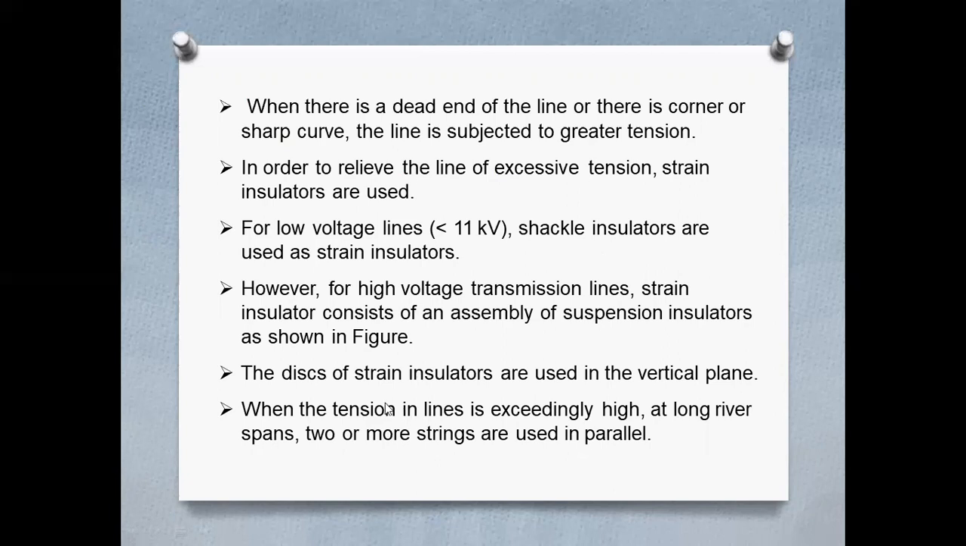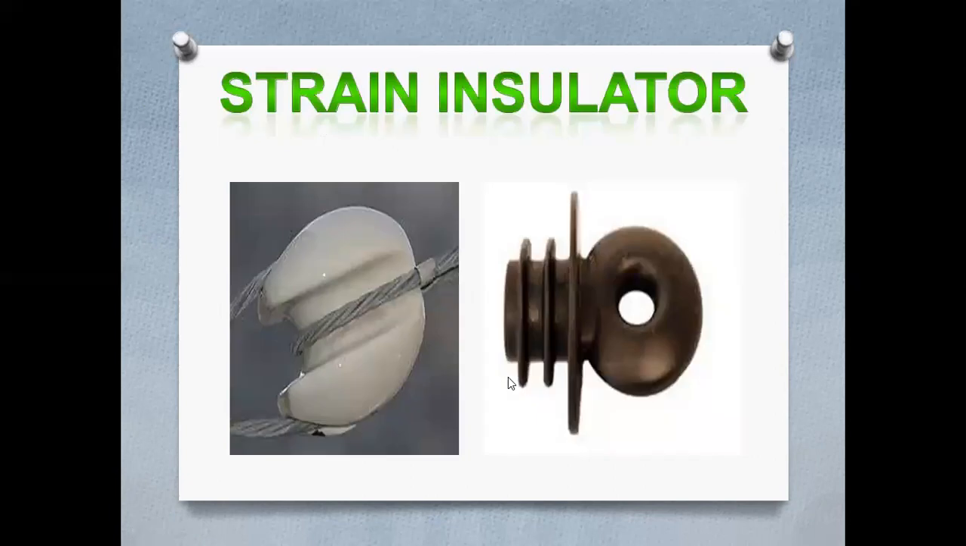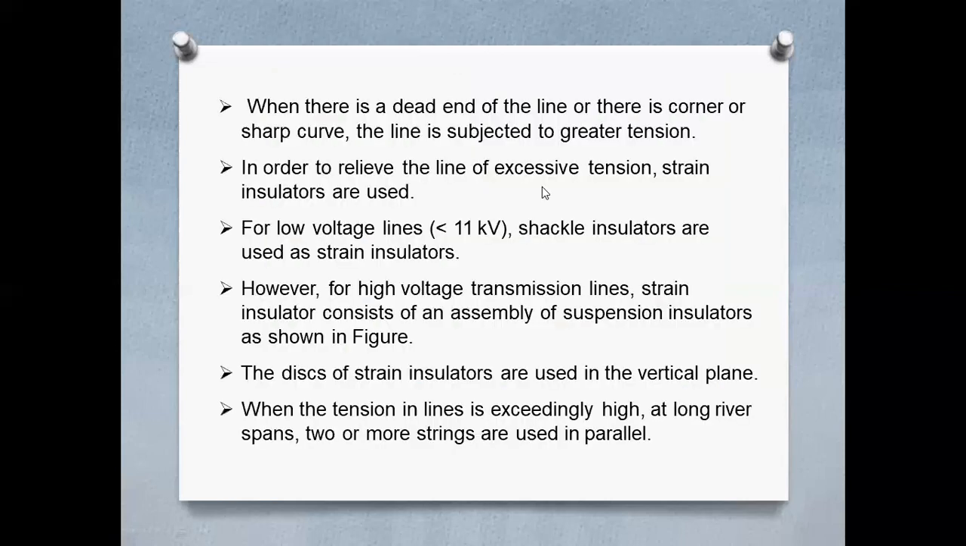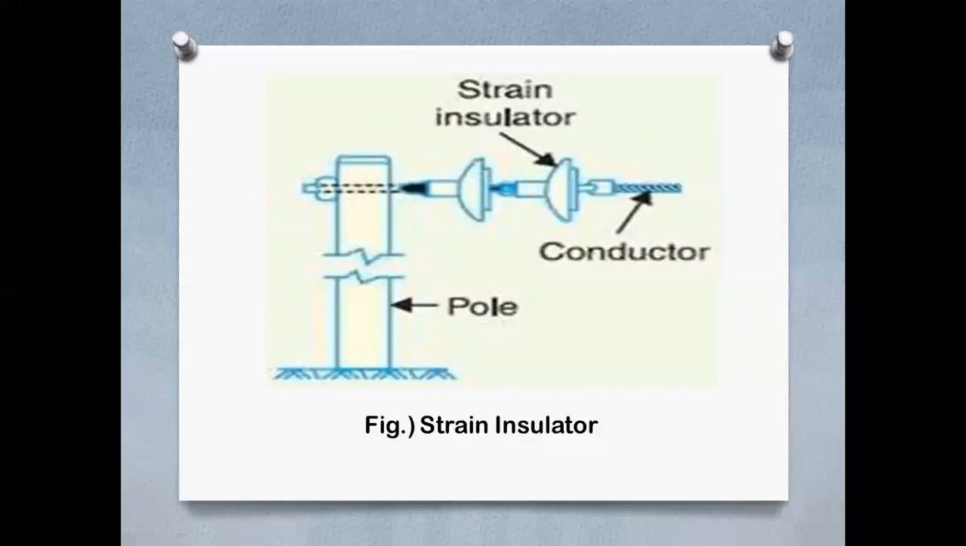So at times it will have bends and corners or sharp curves, then the line is subjected to greater tension. And the discs of the strain insulators are used in vertical plane. See, this is the strain insulator. All these things you can find if you go outside and look at the electric post and all. This is the strain insulator. See, the transmission line conductor is coming, and at the corner or sharp curve, we are using the strain insulator, which helps in reducing the tension in the conductor.